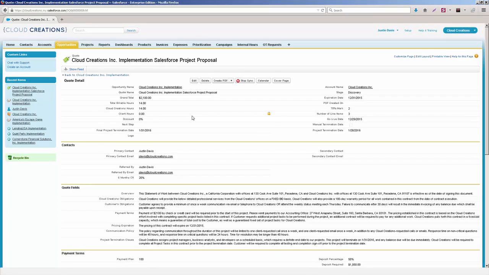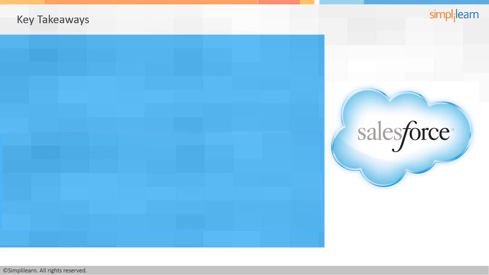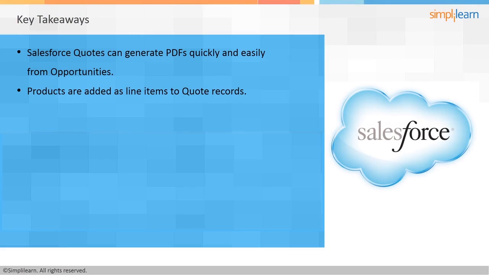But as far as out-of-the-box functionality is concerned, make sure that users are trained that they need to create a quote record off that opportunity. So some key takeaways for this lesson include: Salesforce quotes can generate PDFs quickly and easily from opportunities, products are added as line items to quote records, and quotes can be saved and downloaded or emailed directly to customers.